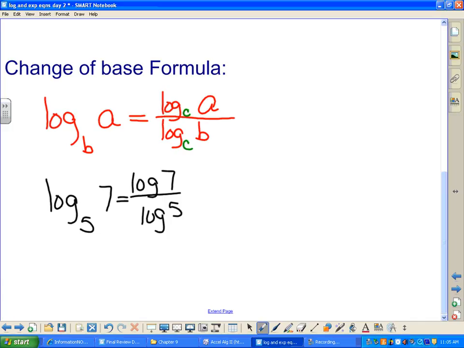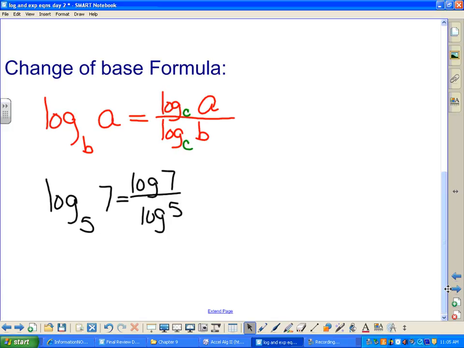No. I could pick base 7, log base 7 of 7 divided by log base 7 of 5. Is that really going to help me a lot? No, the top will be okay, right? Log base 7 of 7 will be 1, but that whole log base 7 of 5 business isn't going to be too helpful. Okay? Do you see how that change of base formula is working? Yes? Any questions on that?